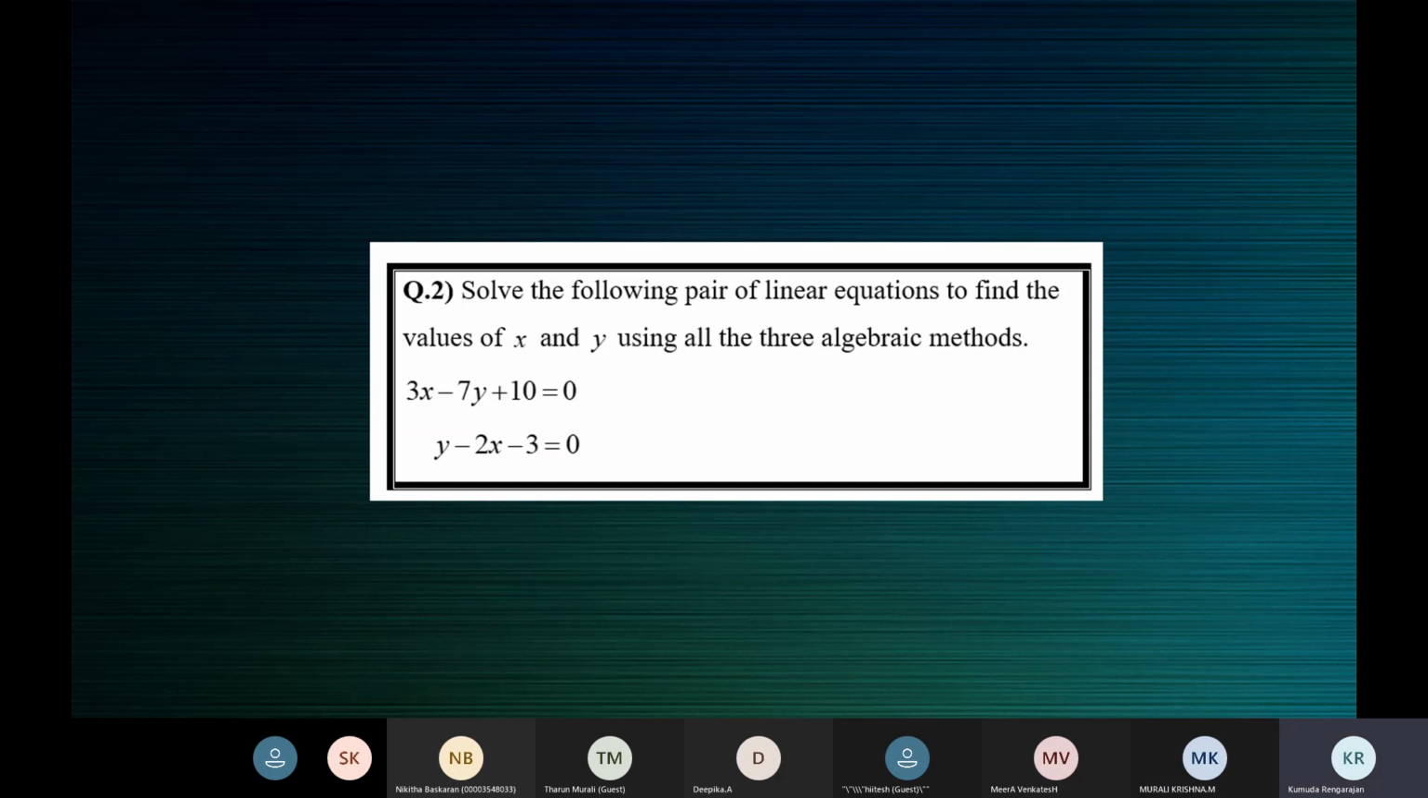I was just waiting for a few others to join, but I think it's time now. We have to start the class. So I left you with the homework question in the last class. This is the question. I've shared my screen. I hope my screen is visible to all of you. Okay, so this was the homework question.